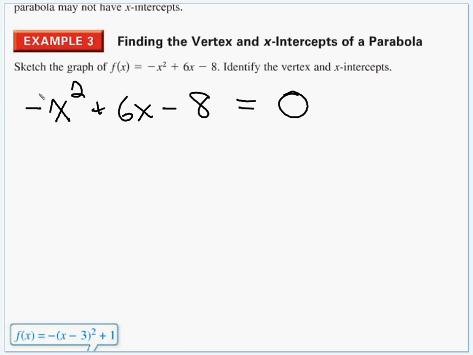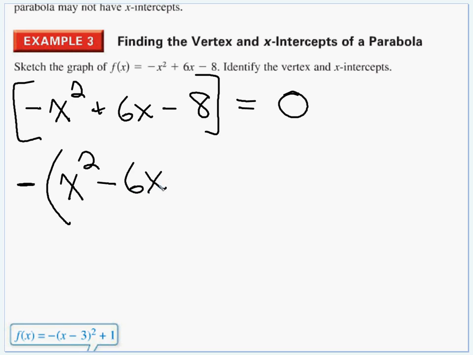Now, my personal preference, I don't like to factor when my leading term is negative. So what we're going to do, if I draw a set of parentheses around that, we're going to factor out a negative. And then that means we'll have a positive x squared, and then a minus 6x and a plus 8. And that's equal to 0.